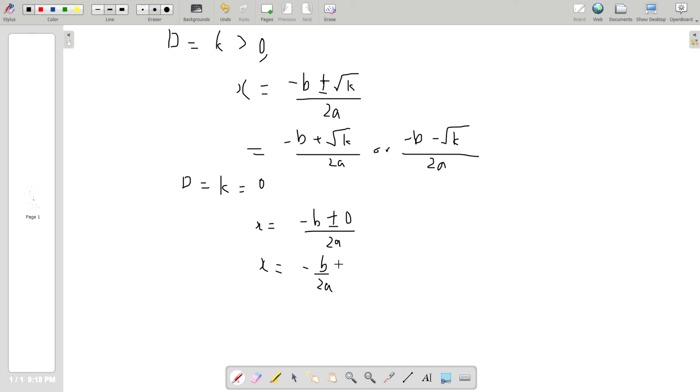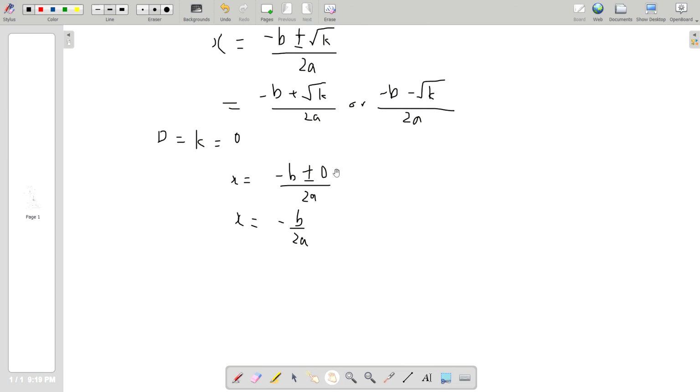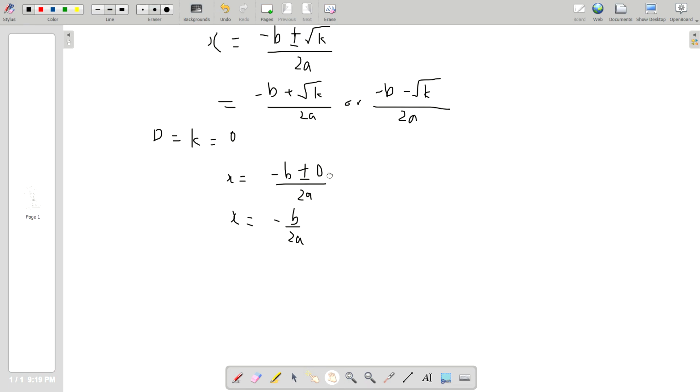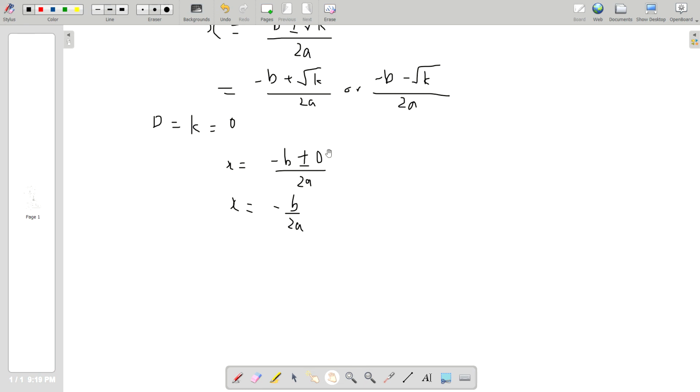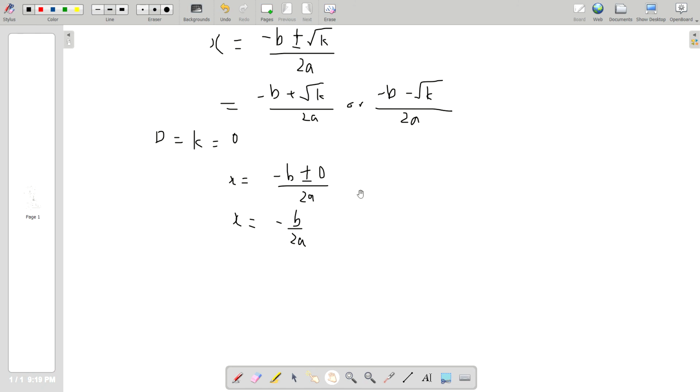So this is why we say we have either one real root, because plus and minus 0 are the same number, essentially, so we're going to end up with one root, or it says two equal roots, because remember, the term of adding 0 and subtracting 0 will result in the same root. So basically, they are equivalent to each other, right? One of the roots is the one where you add 0, and the other root is the one where you subtract 0, but they're essentially the same root, so we call them two equal roots.